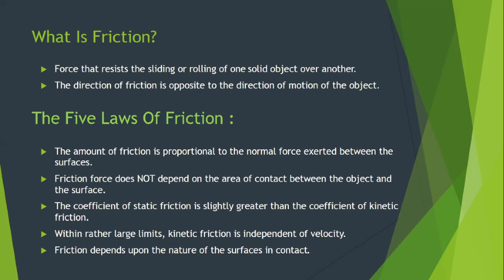The amount of friction is proportional to the normal force exerted between the surfaces. Friction force does not depend on the area of contact between the object and the surface. The coefficient of static friction is slightly greater than the coefficient of kinetic friction. Within rather large limits, kinetic friction is independent of velocity. Friction depends upon the nature of the surfaces in contact.